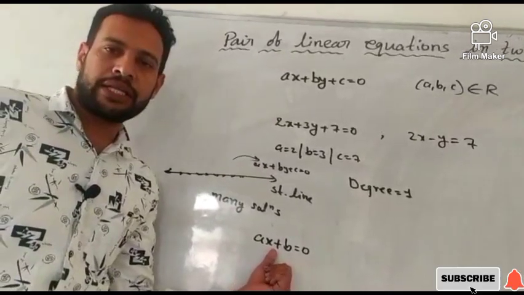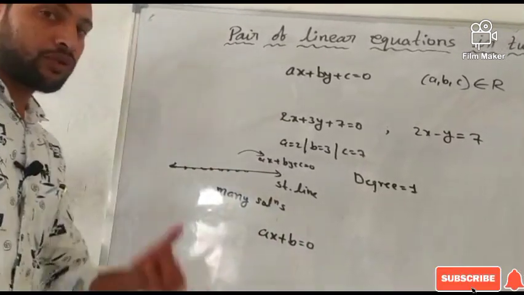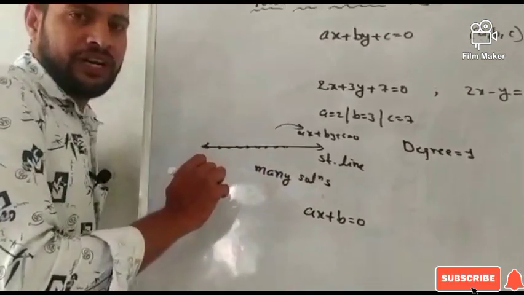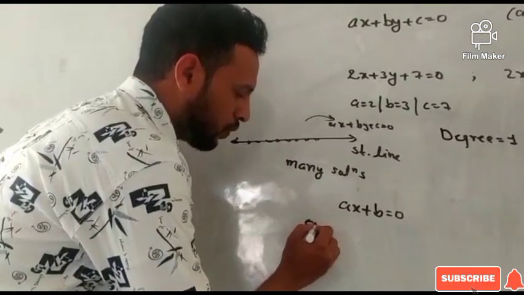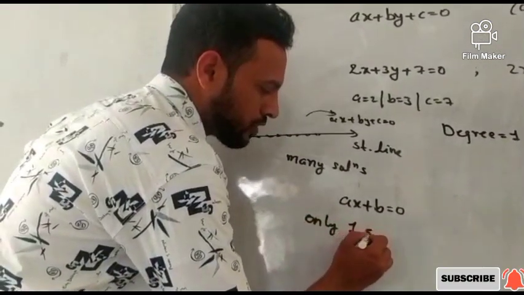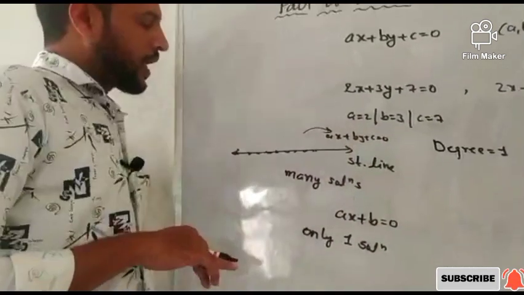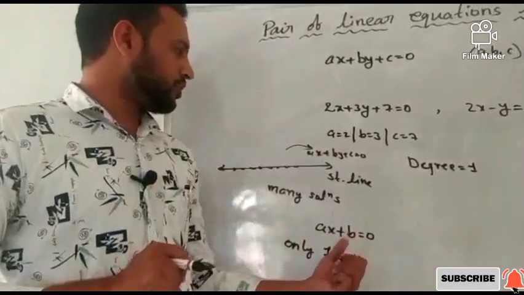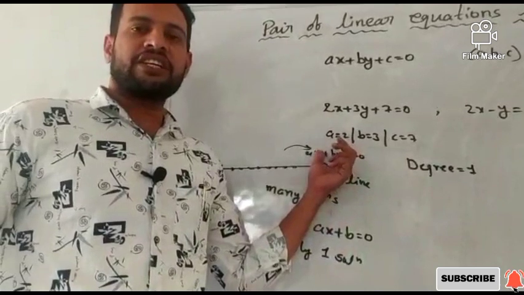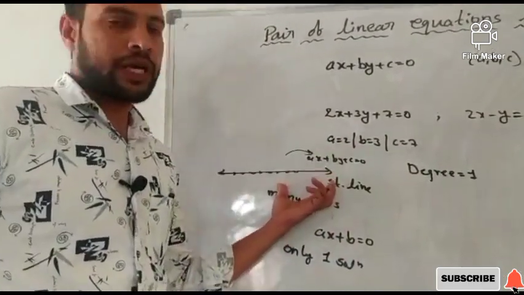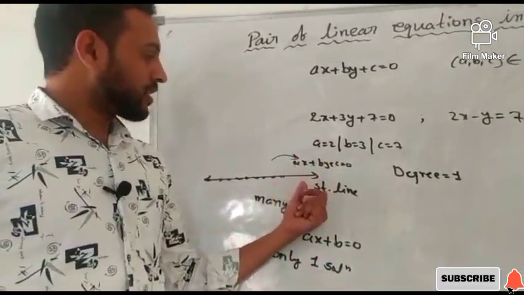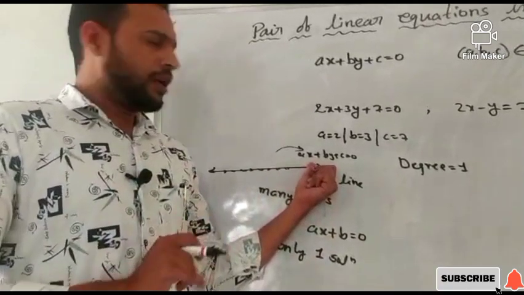But here, how many variables are there? There is only one variable. So note this point: a linear equation in one variable has only one solution. How many solutions? One solution. A linear equation in one variable has one solution, but a linear equation in two variables has many solutions. This is about some concepts of a straight line.